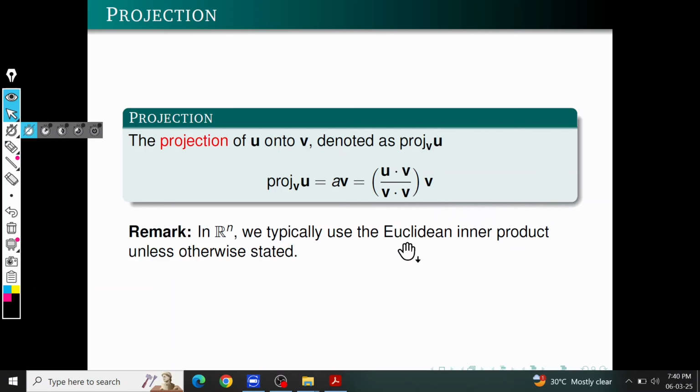And in Rn, we typically use the Euclidean inner product unless otherwise stated. So in a problem, sometimes the inner product may not be given explicitly, then you can just take the Euclidean inner product, which is the standard inner product on Rn.